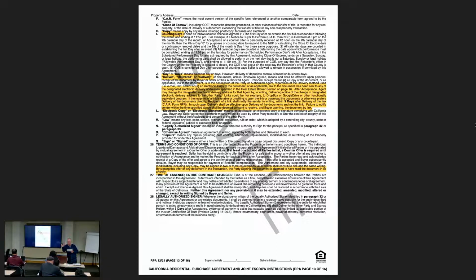For the purpose of close of escrow, any day that the recorder's office in the county where the property is located is closed, the close of escrow shall occur on the next day the recorder's office in that county is open. Close of escrow is considered day 0. For purpose of counting days, seller is allowed to remain in possession if permitted by this agreement.